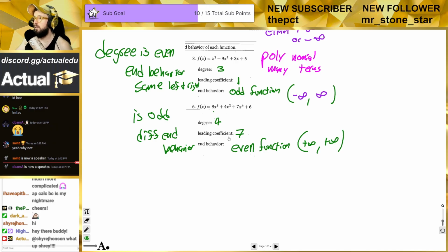So again, look at the degree, odd or even. And then you have to look at the leading coefficient technically, because if this coefficient were negative, for example, these would flip. Then the left would be positive infinity, the right would be negative infinity. If this leading coefficient, let's say, was -7, then these would both be negative infinity.